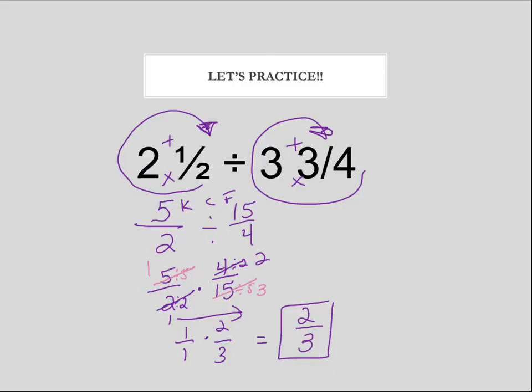All right, guys, so that's it. That's all that you need to worry about. Should be quick and easy. It's just that one step up front. Make sure that you're taking the time to rewrite the problems so you don't make silly mistakes.